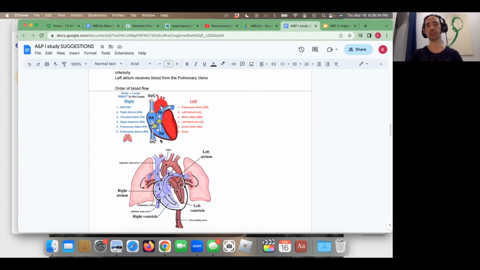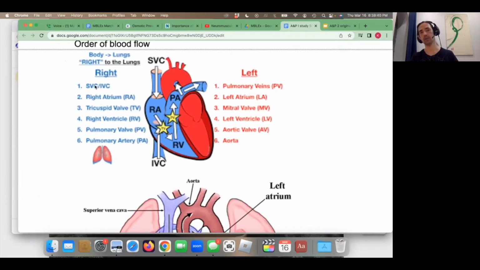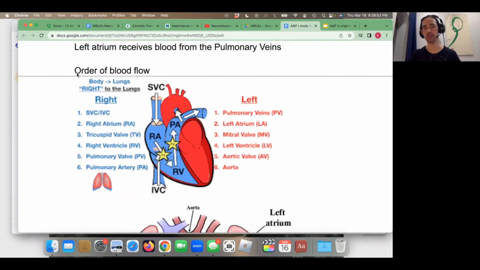The structures that you're going to need to know for the exam are the veins and the arteries which supply or take blood away from the heart and supply other organs like the lungs or the rest of the body, the top and the bottom of the body. And the way that you can study them is called the order of blood flow. Starting with blood coming into the heart, when it first comes into the heart, it comes in through the right side. They're going to ask you to know that.